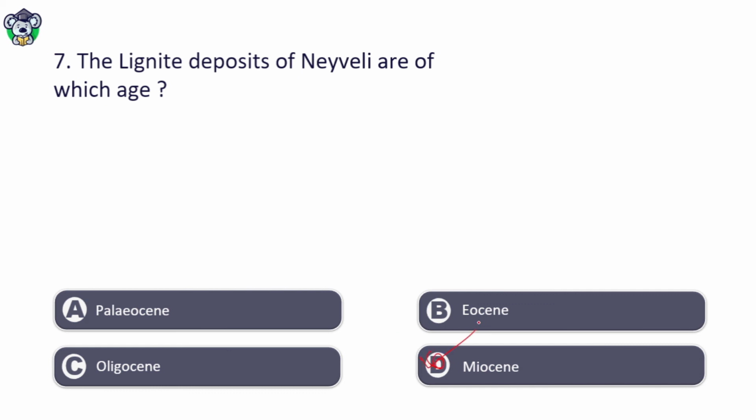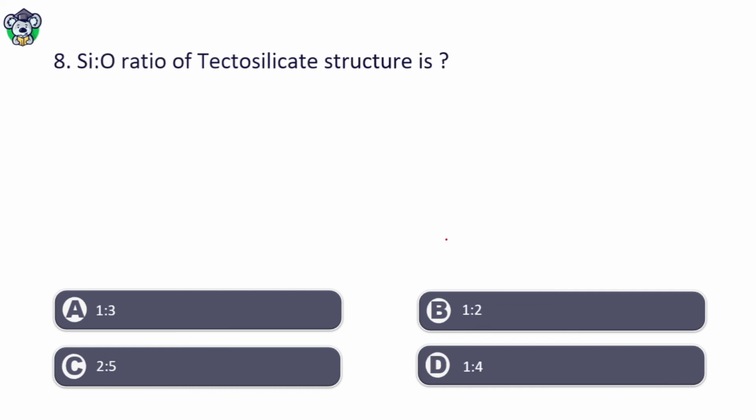Silica and oxygen ratio of silicate structure is what? Tectosilicates are also called framework silicate. 1:3, 1:2, 2:5, 1:4. So the right answer is option B, that is 1:2.